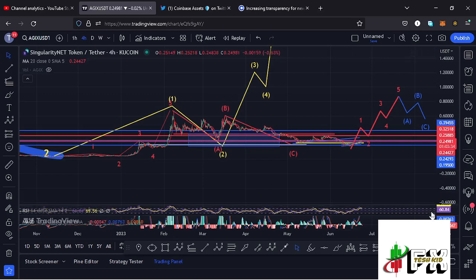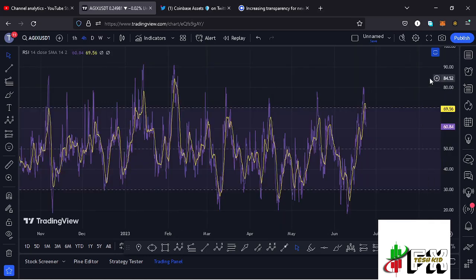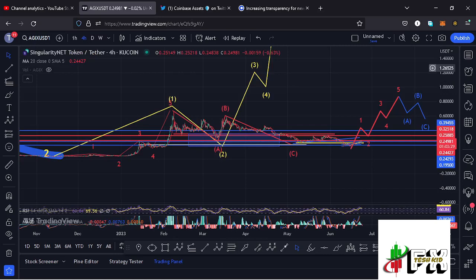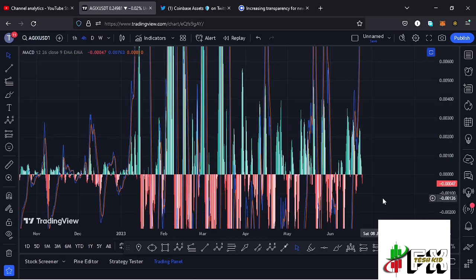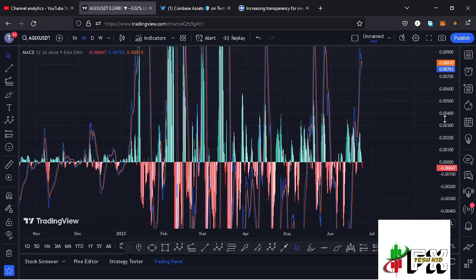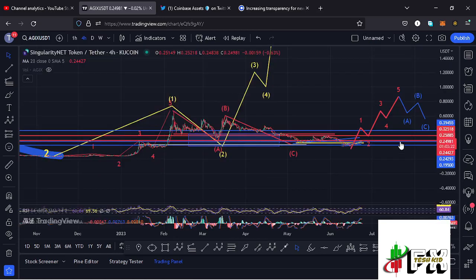Also taking a look at the indicators. On the RSI, we are trading at around the 60 mark. On the MACD, we have been able to print a bearish cross, so let's be patient and see how that plays out, and I'll be keeping you updated.